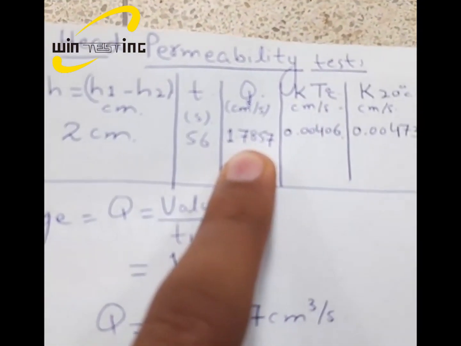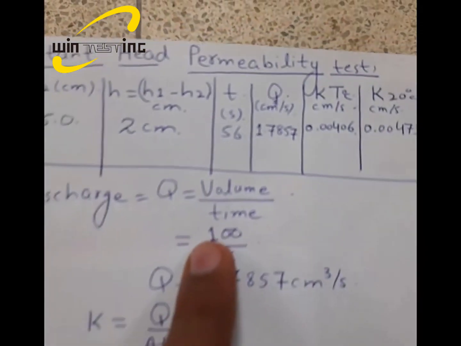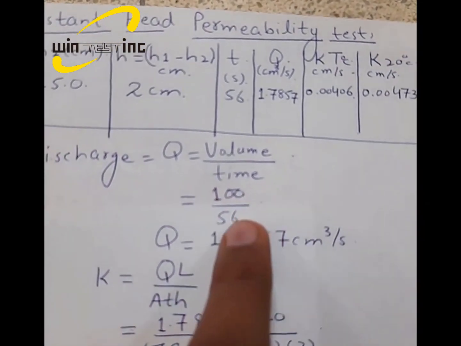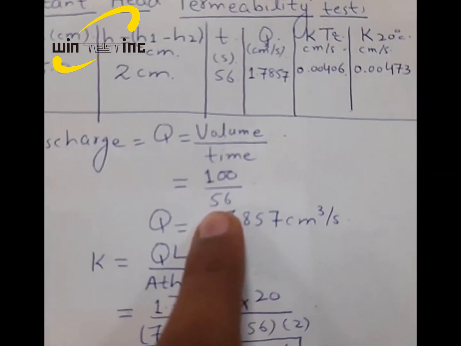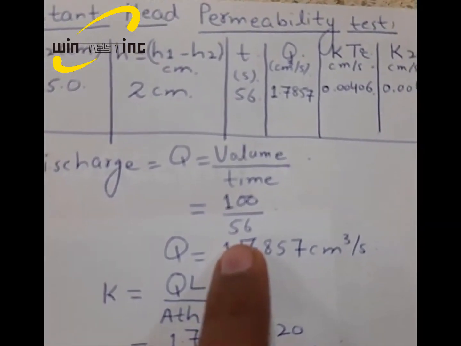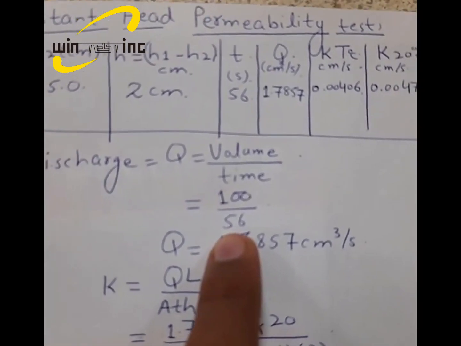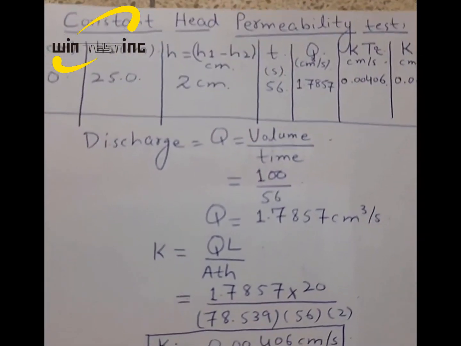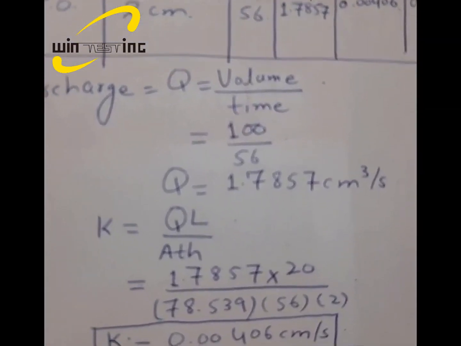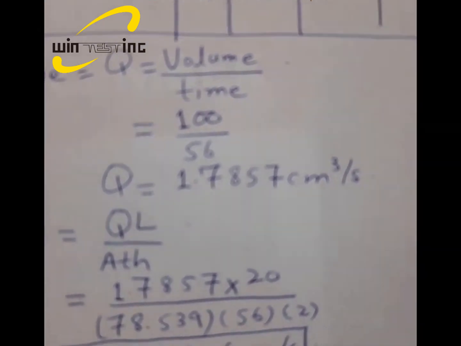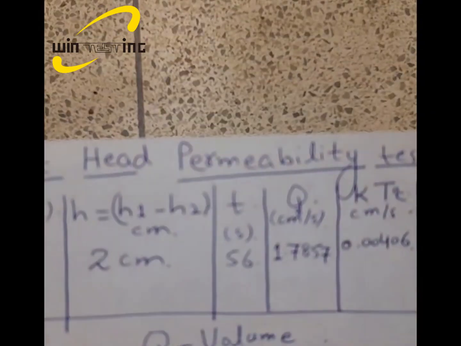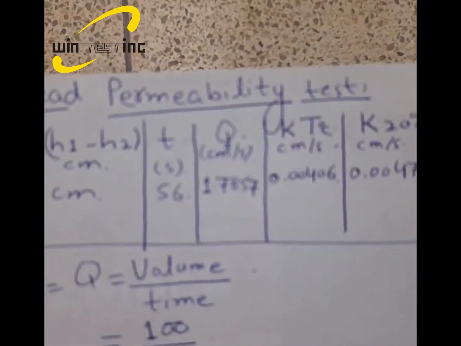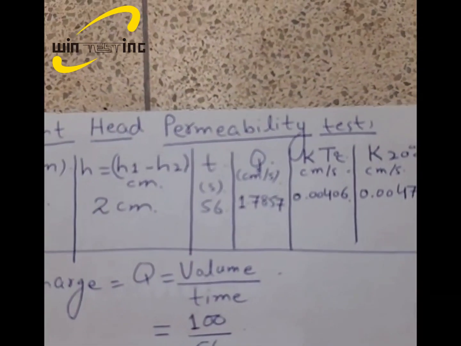And now we'll have to calculate the discharge value. So how can we find out the discharge value? We have the volume, that is 100 ml, the fixed value, and we have the 56 seconds. So we need to find out the discharge value, that is volume per unit time, and the discharge comes out to be 1.7857 cubic centimeter per second.